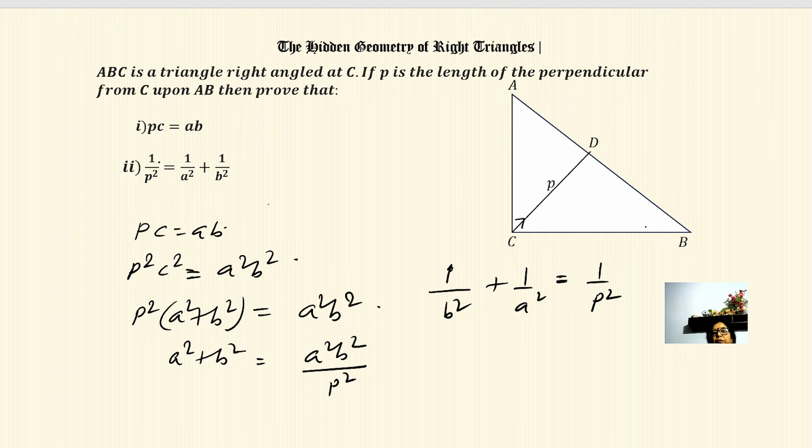Otherwise, you can proceed from here: 1 by P square. You can replace P by AB by C. So this will become C square by A square B square, and proceed in the same way, apply Pythagoras theorem and get the desired result. So this was how we proved it.